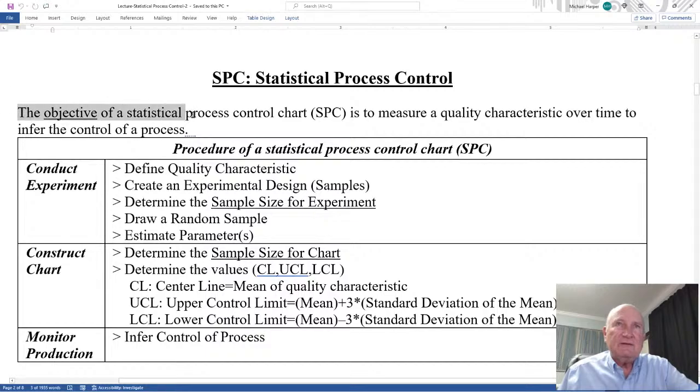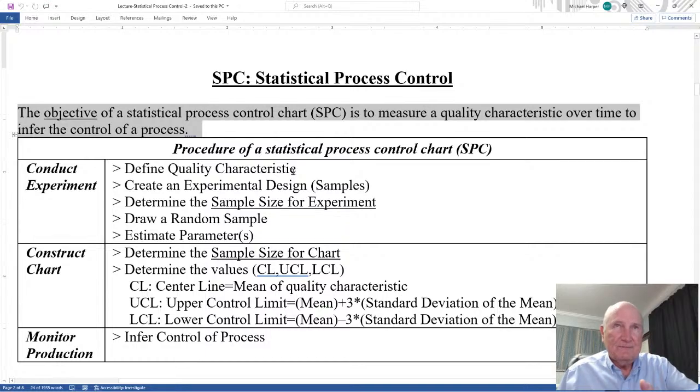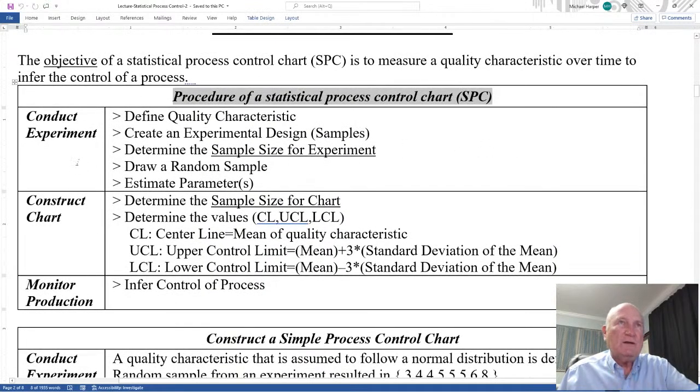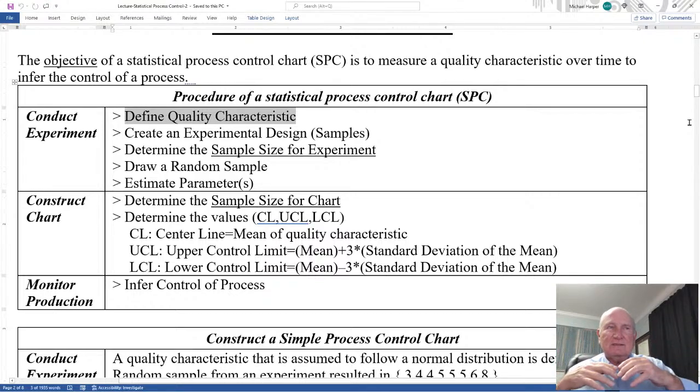The objective of a statistical process control chart is to measure a quality characteristic over time to infer the control of a process. Now, the procedure of a statistical process control chart is one. First, conduct an experiment. Well, in conducting the experiment, the first thing you do is define the quality characteristic. Is it the length of the product? Is it the weight of a product? Is it the strength of a product? Is it the performance of a product? You have a measurement that you are going to apply to a quality characteristic.